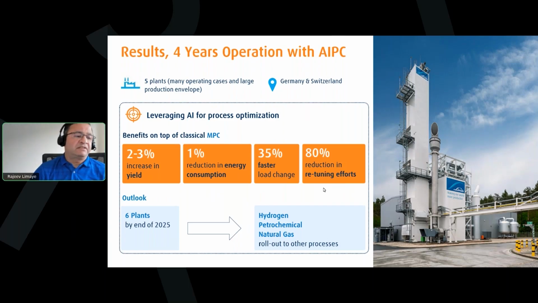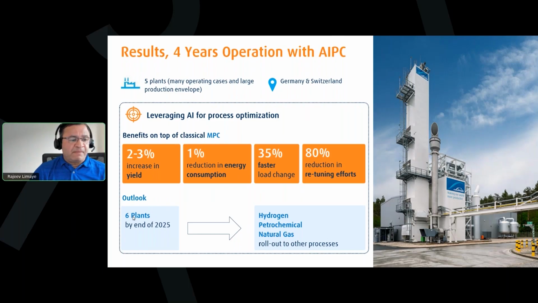There is an 80% reduction, but not only that, we were able to achieve about 2 to 3% increase in our yield and 1% reduction in energy consumption. This is on top of the classical MPC applications. And we can do faster load changes.